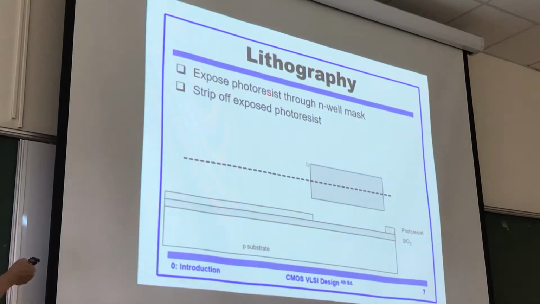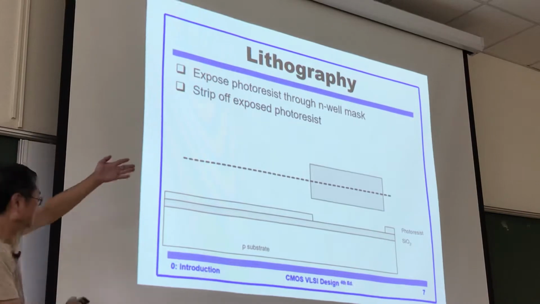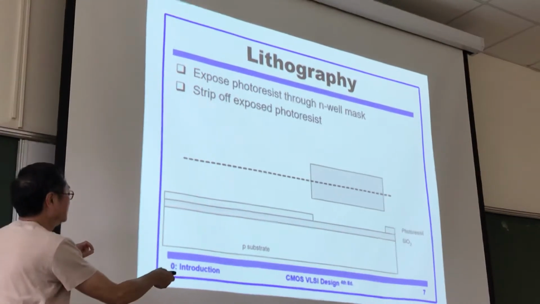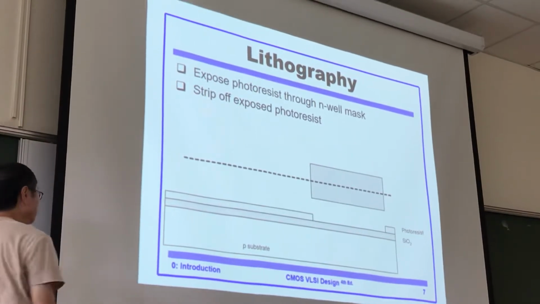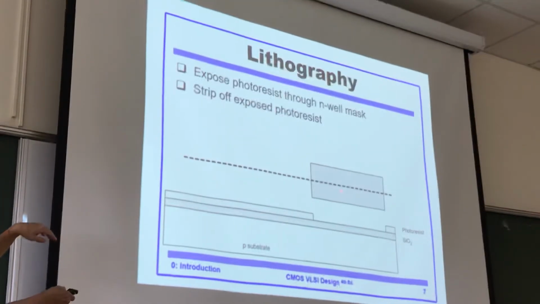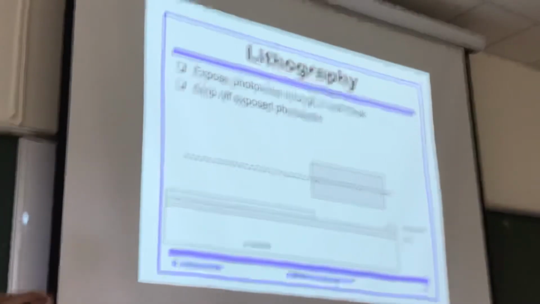Photoresist goes through a mask. The dashed line is the cross section; you cut through the wafer, okay? From the top toward the bottom is the mask. Between the light-emitting source and the wafer is the mask, and only this rectangle will let the light go through.